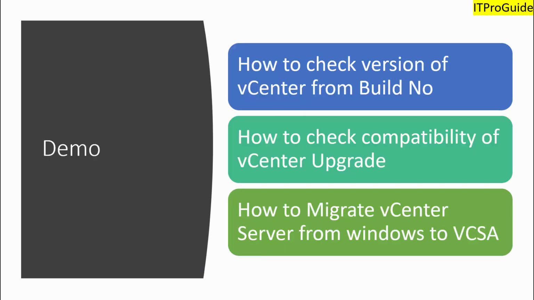This demonstration is divided into three parts. The first is how to check the version of vCenter from the build number available in your vCenter. Second, how to check the compatibility of your current vCenter with your target version. And finally, we will see how to migrate the vCenter server from the Windows version to a vCenter appliance.